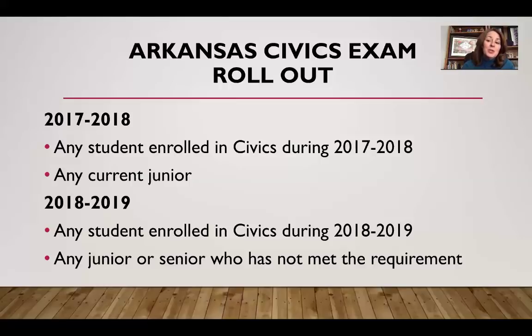Again, enrolling students who are currently enrolled in a civics class in the fall or the spring, go ahead and enroll them in the assessment so that they can take the assessment. Or any junior or senior who has not met the requirement for 18-19. Again, giving it to those juniors so that they can get that requirement out of the way.